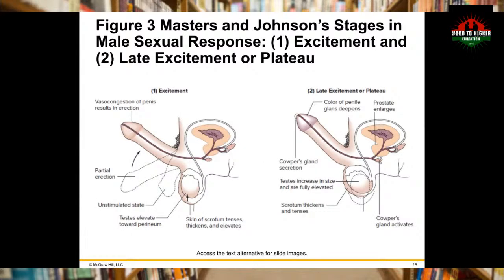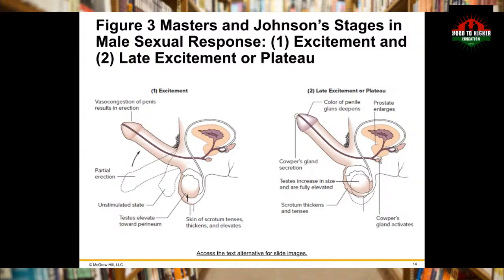Figure 3 shows the Masters and Johnson stages in male sexual response. In the excitement stage of the penis, vasocongestion results in erection, from an unstimulated stage to a partial erection stage. The testes elevate towards the perineum, and the skin of the scrotum tenses, thickens, and elevates.